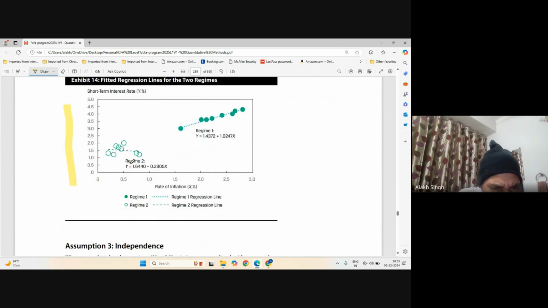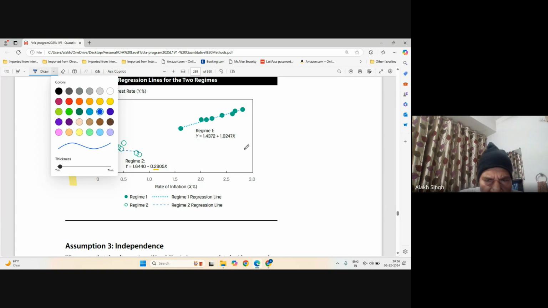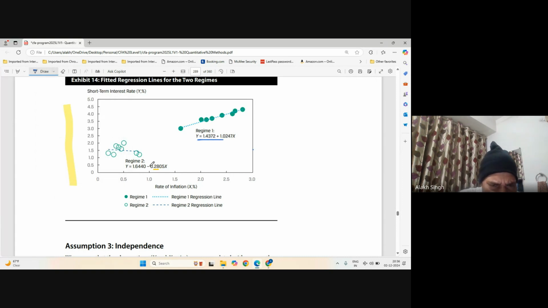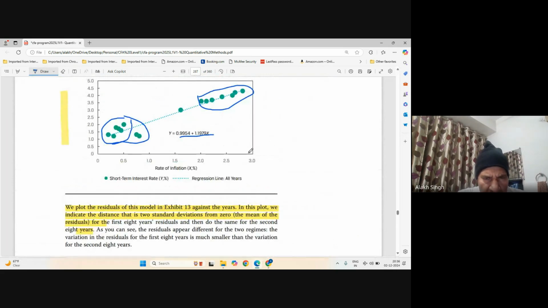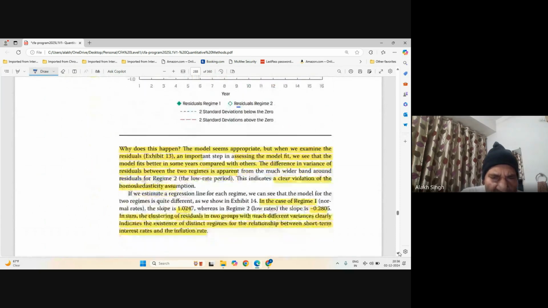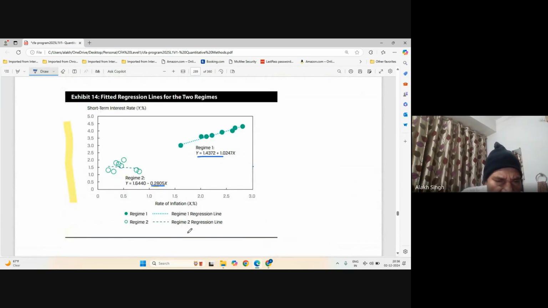So now what has happened? This is the regime 2 regression line. It comes to be minus, and regression line 1 is plus. So the slope here is actually plus, and this slope is actually minus 0.2805x. What was our joint regression? Our joint regression slope was 1.1979x. So it looks like y will increase if x increases. But here under regime 2, it is telling that y is actually decreasing.